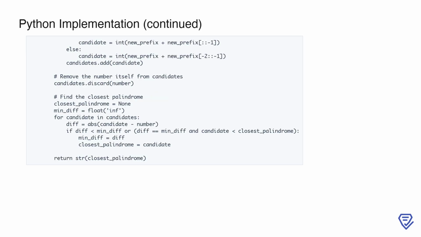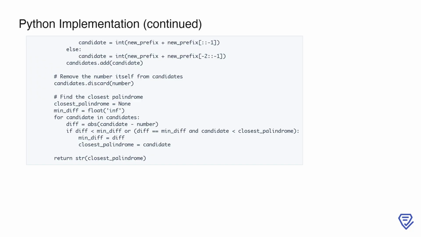For each adjusted prefix, if the original number has an even length, we construct a candidate palindrome by appending the reverse of the entire prefix to itself. If the number has an odd length, we append the reverse of the prefix excluding its last digit. This ensures that the reconstructed number remains a valid palindrome. Each of these newly generated candidates is added to the candidates set.